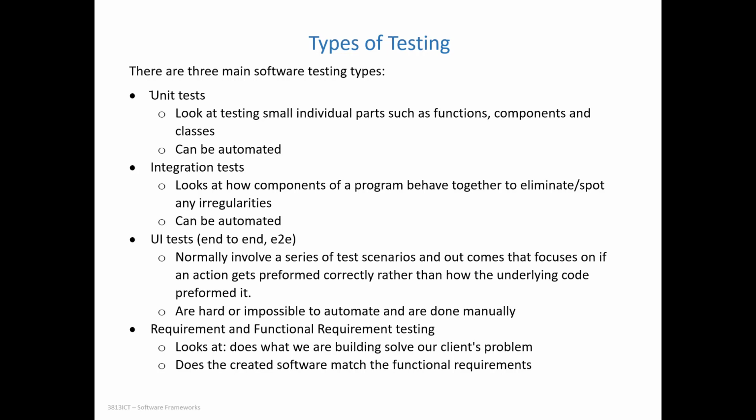UI or E2E, end-to-end testing, normally involves a series of test scenarios and outcomes that focus on whether an action happens correctly rather than how it did it. If the unit testing and integration testing work and the desired outcome of a scenario is reached, then we can have greater confidence in the abilities of the application. These tests are much harder to automate.